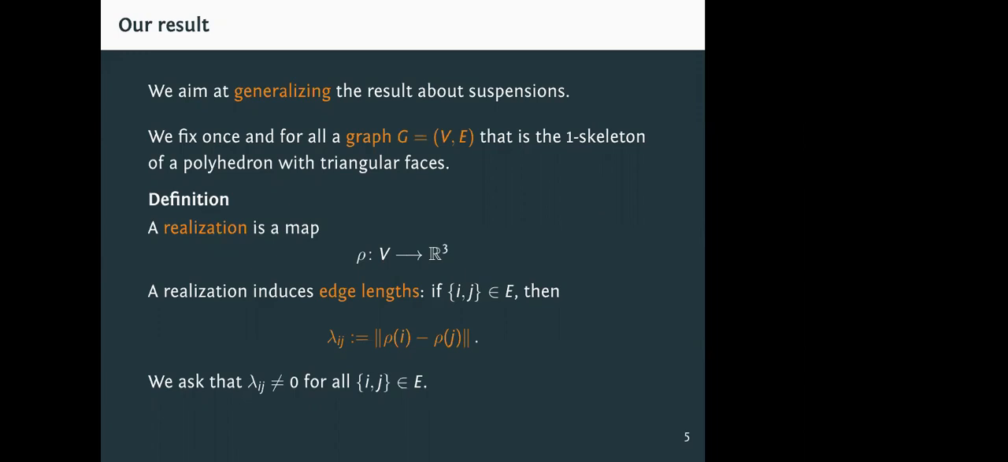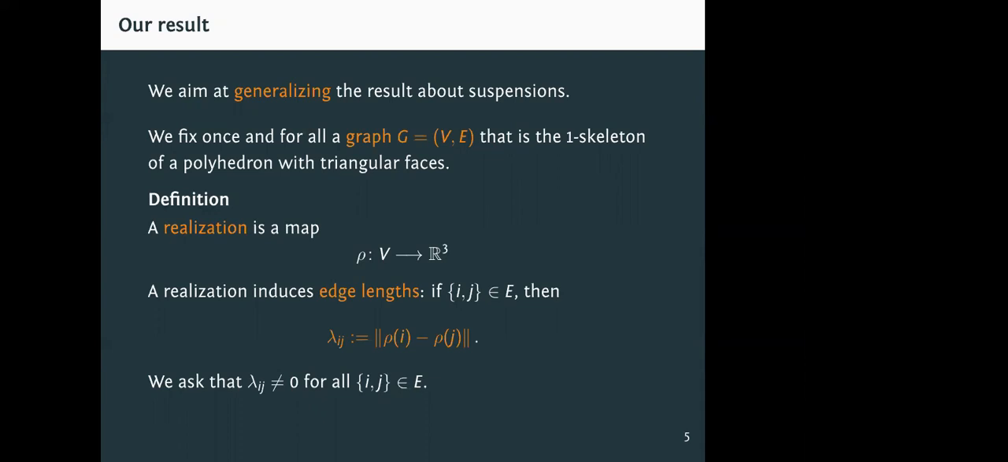So I start with the notion of realization. For us, realization is just a map from the vertices to R3. So it's a way to position the vertices of a graph, which for a moment is a purely combinatorial object, into the space. And then once we have a realization, it induces edge lengths. Namely, if we fix an edge, then we can look at the corresponding realizations of the two vertices, and the distance between these realizations of vertices will be our edge lengths.